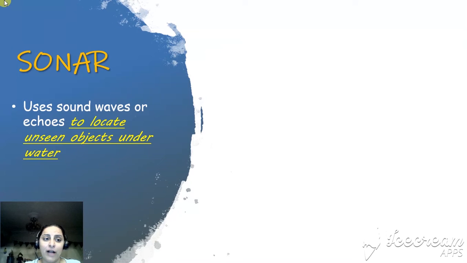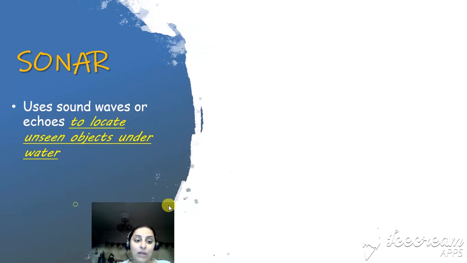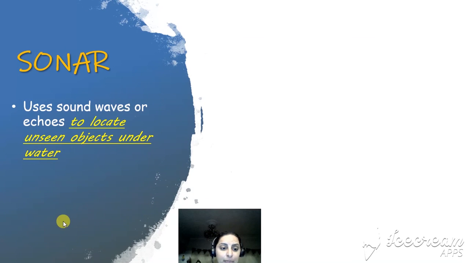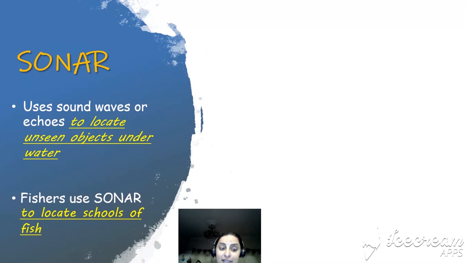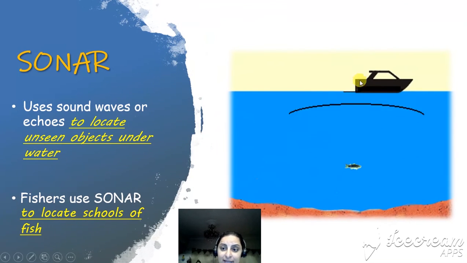We learned in grade 4 about the sonar, and sonar is the abbreviation of sound navigation and ranging. Sonar uses sound waves or echoes to do what? Number one, to locate unseen objects underwater. Number two, fishers use sonar to locate schools of fish in order to hunt a lot of fish. Like this, it sends sound waves, and the sound wave is reflected by echoes to locate the unseen objects underwater.